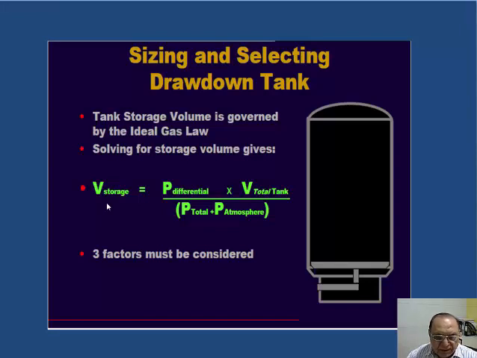To maintain that sequence of operations, we need to provide the drawdown tank. This also helps in absorbing the water hammer of the system when the valves are closed or opened.